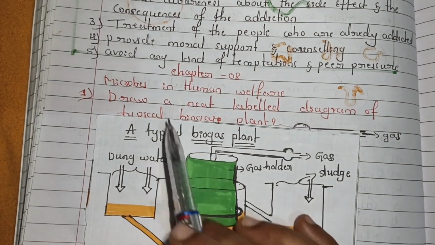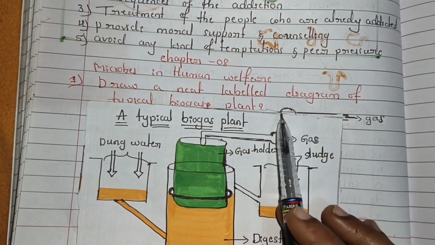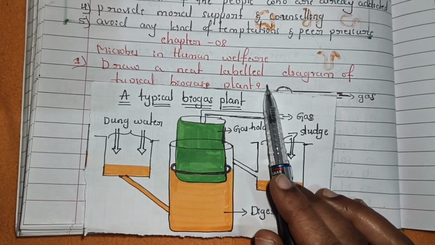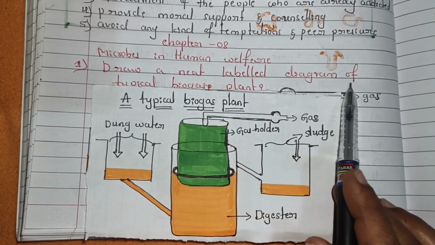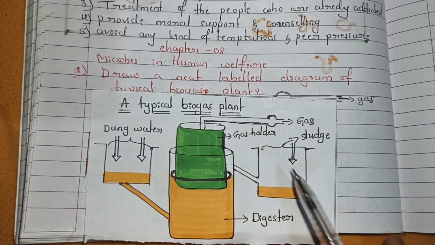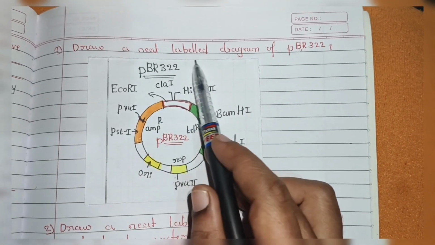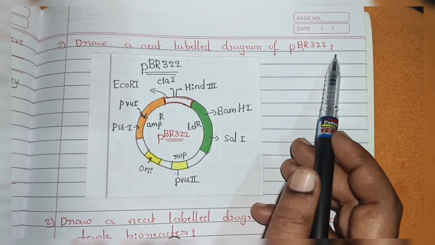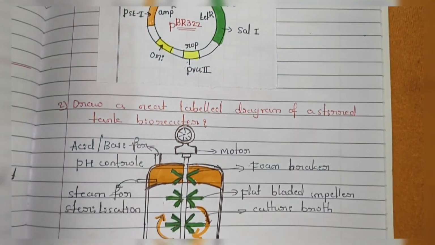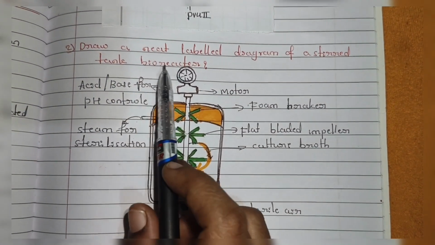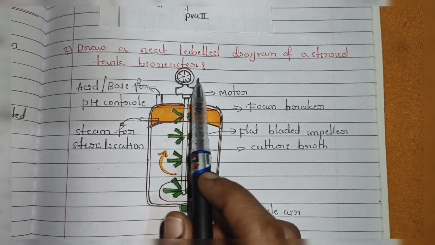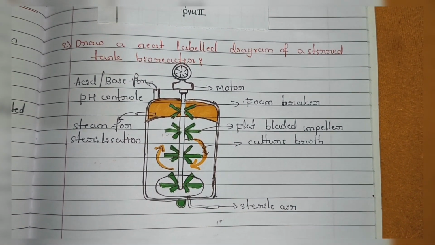And next chapter, microbes in human welfare. From this chapter, the most important diagram is: draw a neat labelled diagram of a typical biogas plant. And next, most important diagrams: draw a neat labelled diagram of pBR322. And next one is: draw a neat labelled diagram of the stirred tank bioreactor. It is also most important.